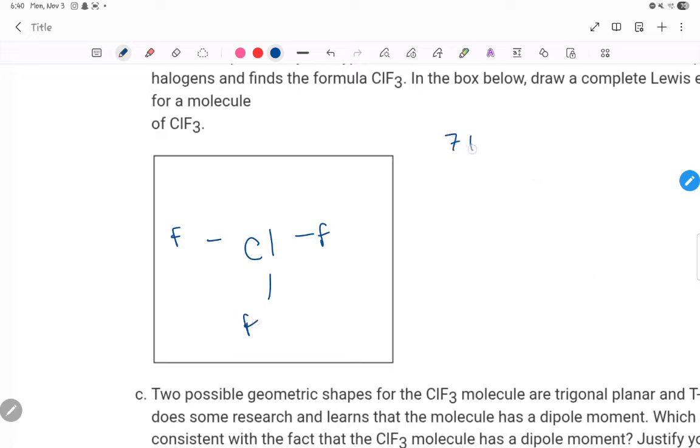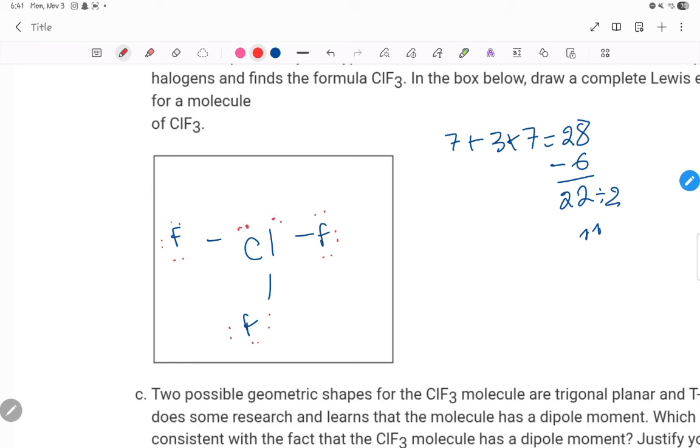Cl is group 7, and F is also group 7. So it's going to be 7 plus 3 times 7. That's going to be 28, right? We will subtract from it 6 because we have 3 bonded pairs. So that's going to be 22 divided by 2. That's going to be 11. So 1, 2, 3, 4, 5, 6, 7, 8, 9, 10, and 11. So this is what it looks like.